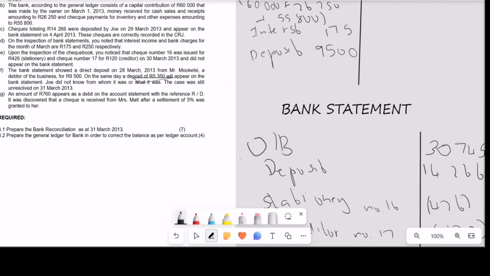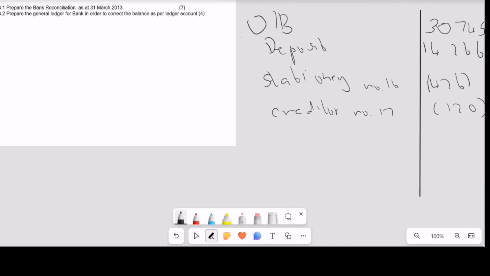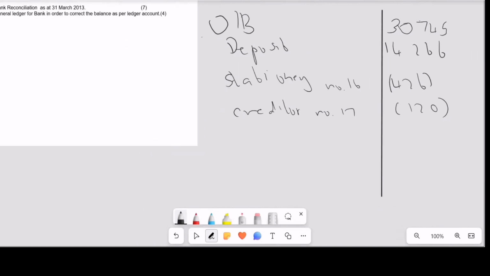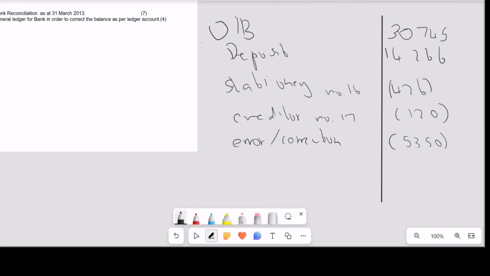Okay, let's deal with this 5,350. So this amount, guys, could be an error, which means we cannot accept money for which we do not know where it came from. So we have to reverse it. It might be that the bank simply made a mistake, so they might come back and reverse it. So here we're going to say error or correction of error. Then we're going to remove that 5,350, because we cannot accept money for which we do not know where it came from. So that's why I'm removing this one. I hope all of you understand. So let's move on.